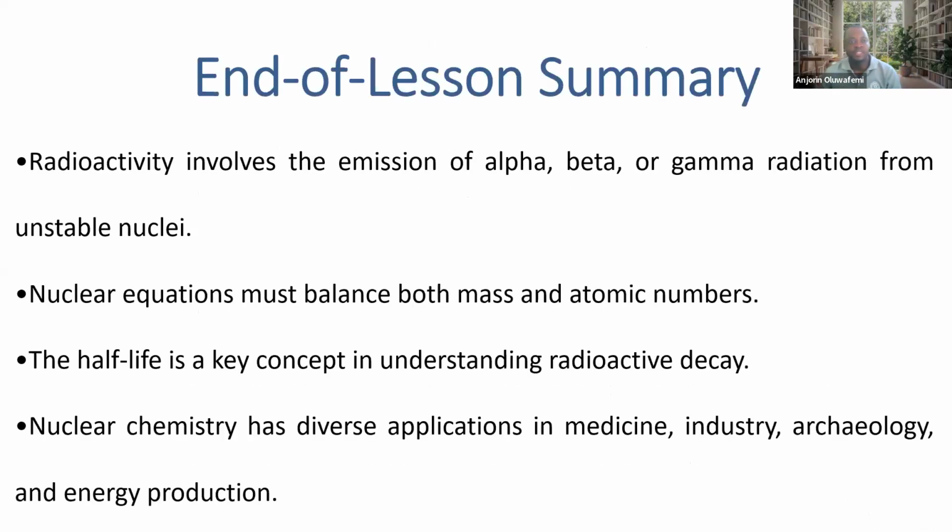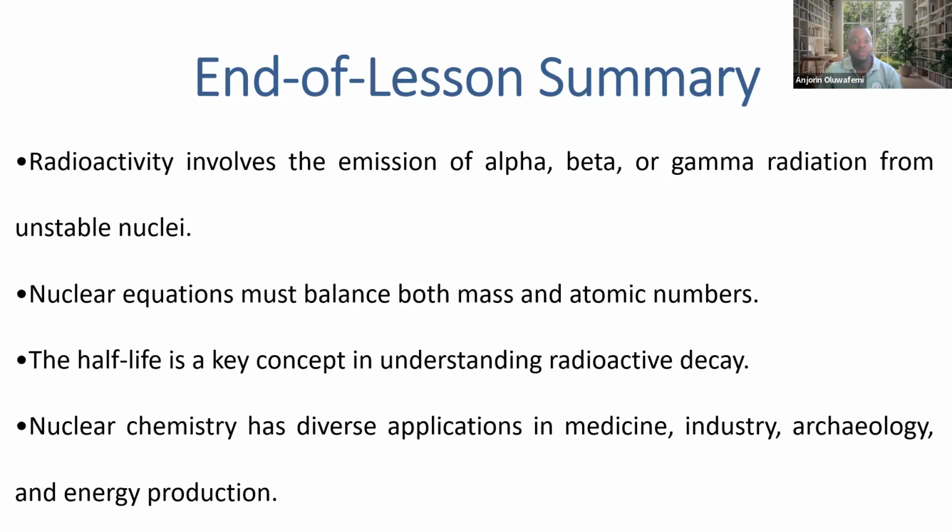Now let's summarize this lesson. In this lesson we have talked about radioactivity. We've defined what radioactivity is. We've touched on the types of radiations, or radioactive emissions, that we have: alpha, beta, and gamma radiation. We discussed their properties, and we made a comparison between the three.